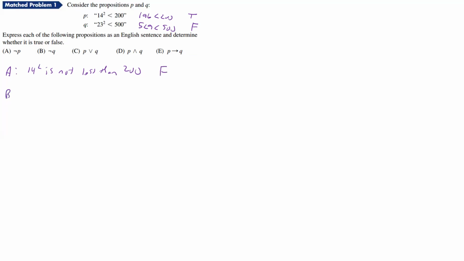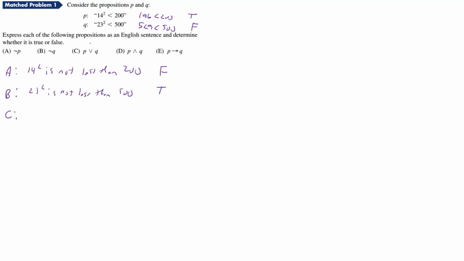What about B? B says not Q. All right, so that one says 23 squared is not less than 500. Well, is that true or false? Well, that one is actually true because it is not less than 500. It's greater than 500.